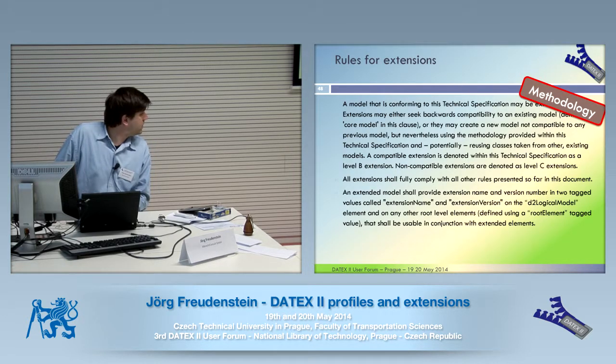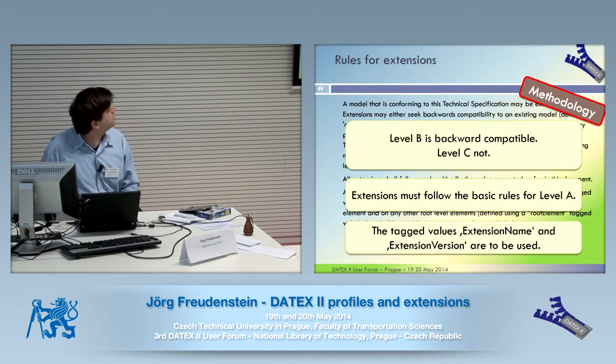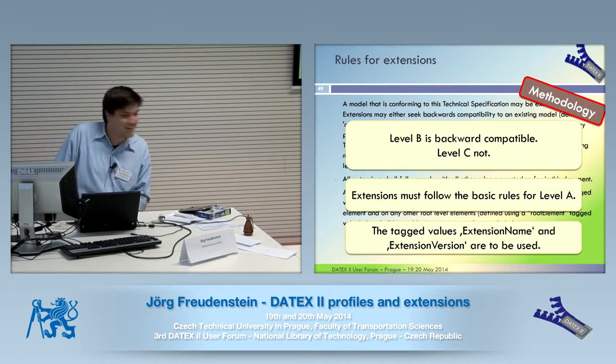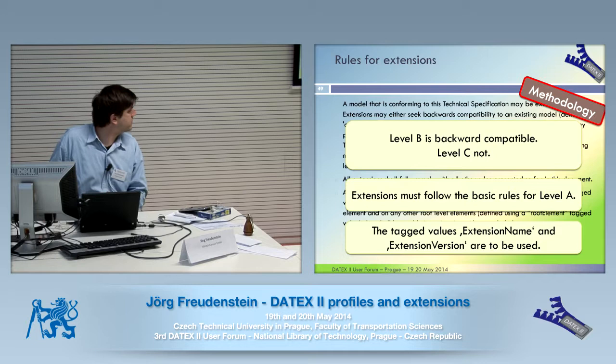Again, we have some rules for the extensions, and it's a lot of text, but it's quite simple to translate into our language. Level B is backward compatible and level C not. You can say that. And also the extensions, of course, must follow the basic rules for the level A model. And the tag values extension name and extension value version are to be used to identify it, to have information about this extension inside the tag values. Of course, these are not all the rules. There are more rules, but these are the most interesting rules I present here.